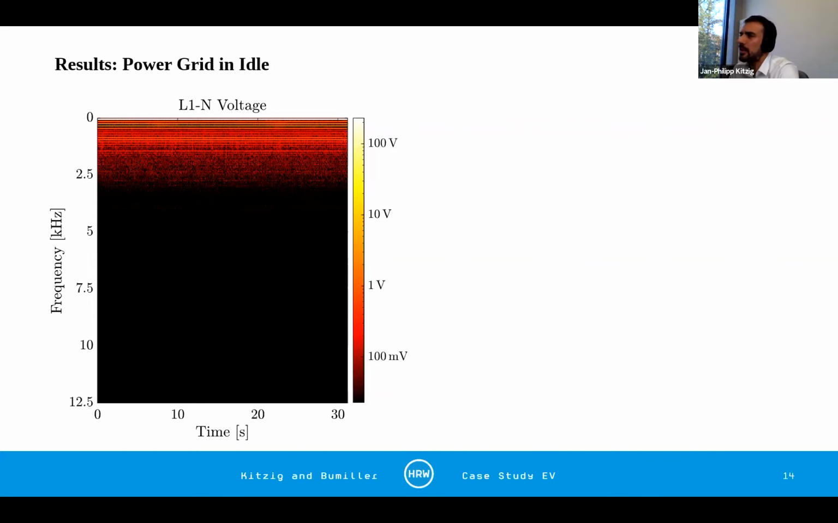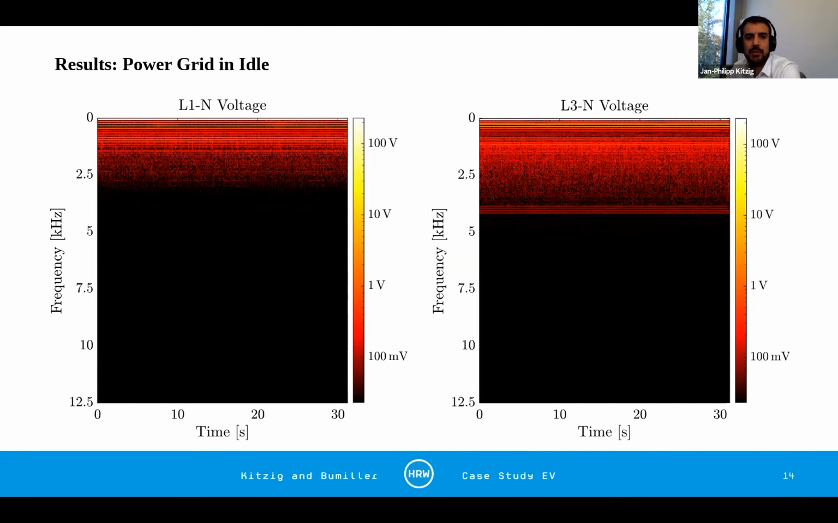One every 20 milliseconds. Now we can compare the L1 to neutral voltage with the L3 to neutral voltage, and we see that at approximately 4 kilohertz, we have some of these emissions, some disturbances there. Since it is only single phase and this is an office building, we assume that it is some switching or power supply or some lights that are emitting these disturbances. Nothing of interest compared to what's coming now when we look at the EV charging.